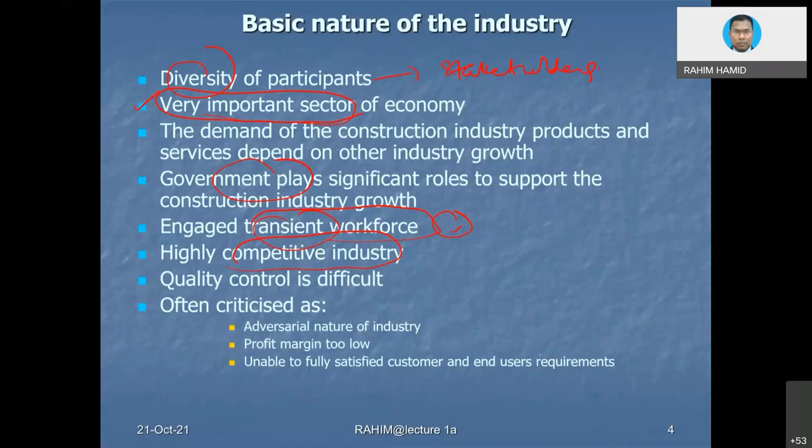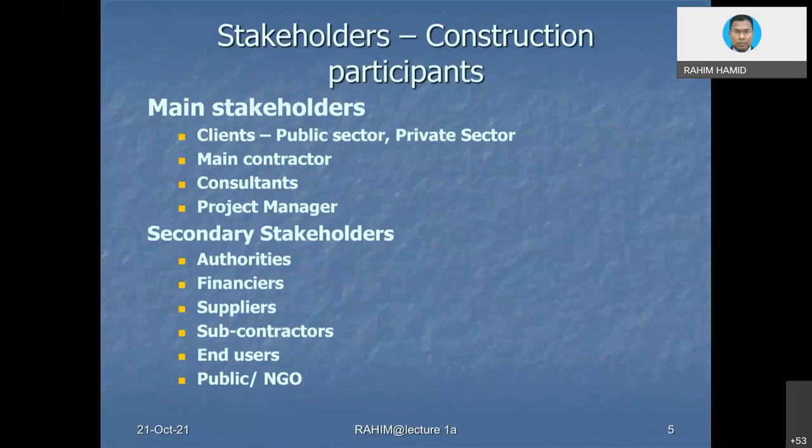Okay, and then other issues. We are going to look at those issues in the next slide. Stakeholders, what we call adverse participants. Adverse participants means to say there are too many parties involved. We can group them into main stakeholders and secondary stakeholders. Main stakeholders, for sure we need the client. Client or owner. We can divide into public sector and private sector.